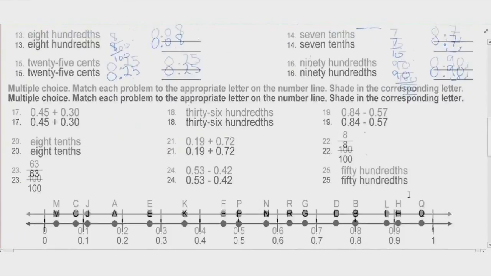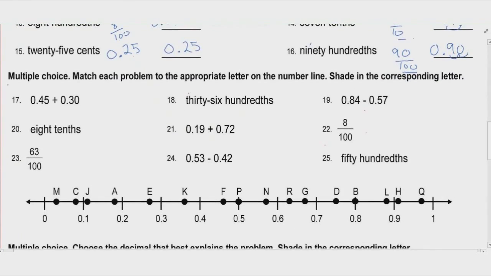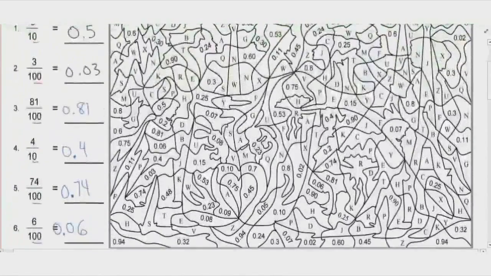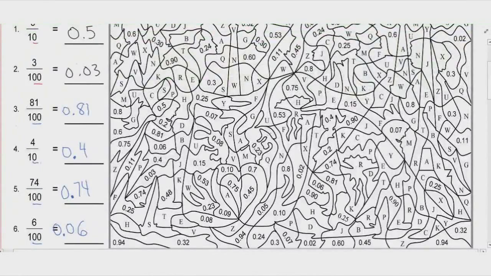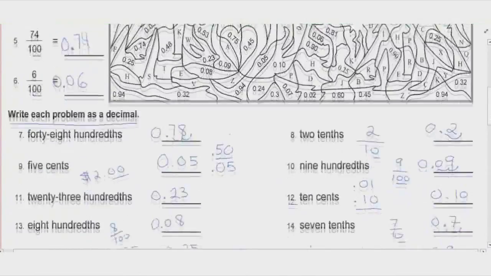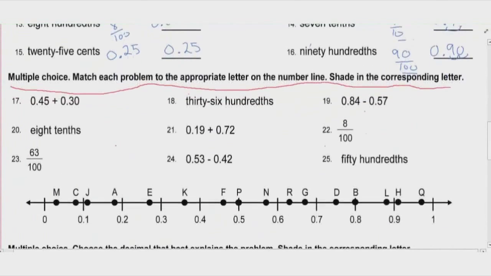The next section says multiple choice. Match each problem to the appropriate letter on the number line. Shade in the corresponding letter. So once we answer these, we actually have to find the letter up here in the picture and shade it in. So now we're not looking for numbers, we're looking for the letters. All right, let's look at problem 17.